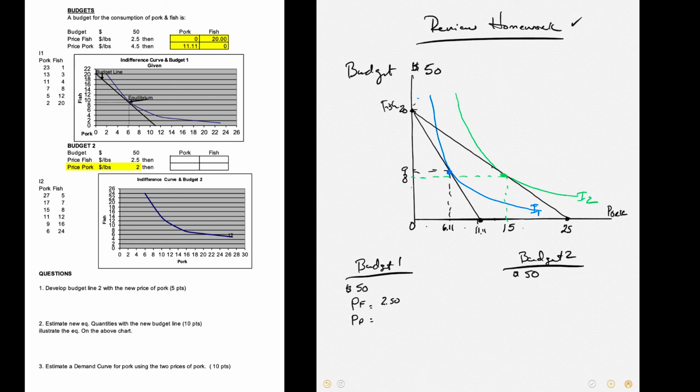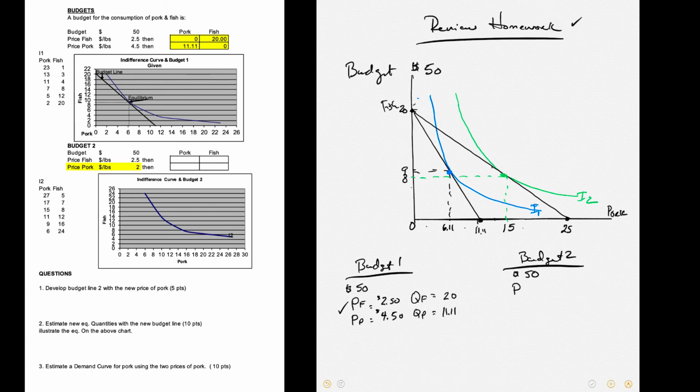The price of fish was $2.50, and the price of pork was $4.50. This creates a potential quantity, and that's how we deal with the first budget. And again, this was given to you. The quantity of fish is potentially a 20-pound purchase, and the quantity of pork works out to be 11.11. You got that by dividing 50, the budget, by those prices.